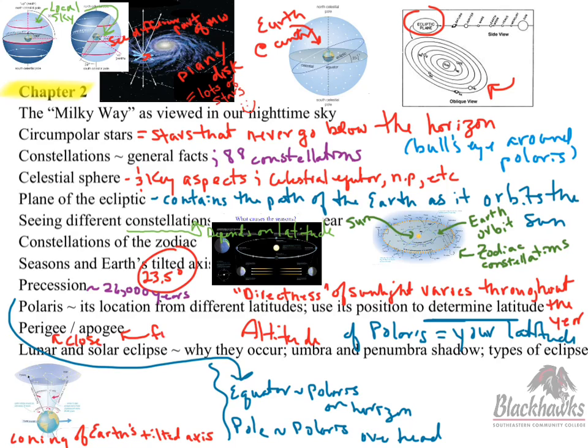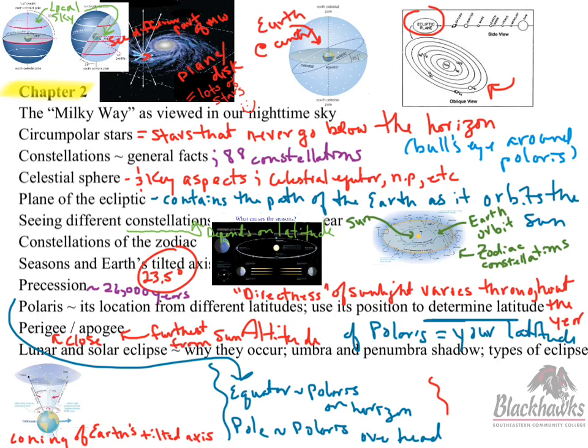So kind of finishing up here, we have perigee and apogee. Perigee has to do with the moon being closest to the Earth, and apogee has to do with the moon being furthest from the Earth. And it's kind of similar to perihelion and aphelion, isn't it?